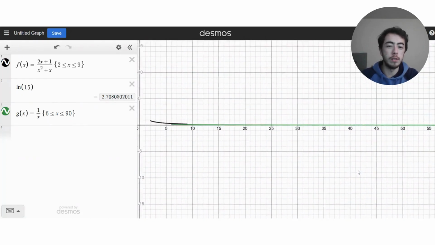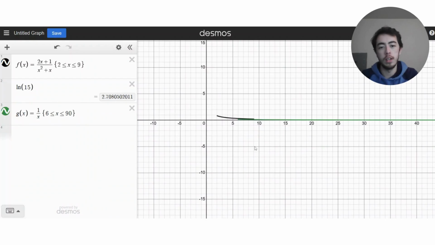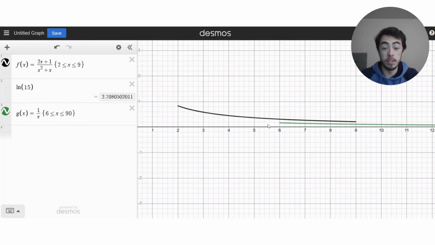And hopefully you can convince yourself that this long, short area is going to be the same as this taller but more narrow area. And either way, we get natural log of 15 as the area under both of these curves. Not together, but each of them are natural log of 15.